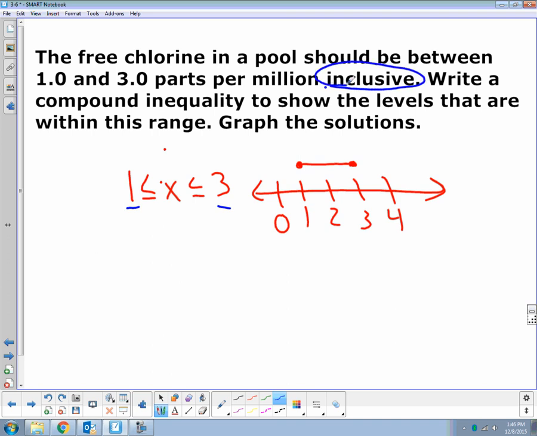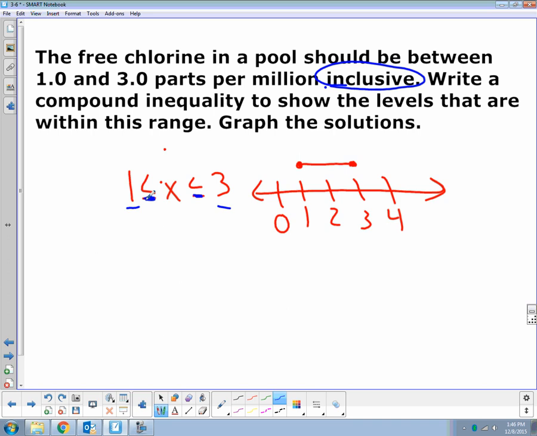It could be exactly 1 part per million. They'd be on the low side, but it could be. And it could be exactly 3 parts per million. Your eyes are going to get a little sore after a while, but it's okay. Not going to burn out. And so we're including those two with our equals there.